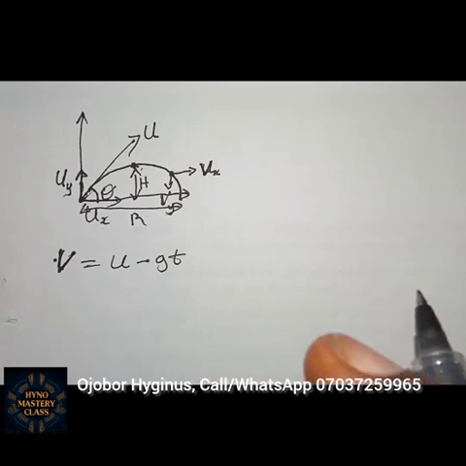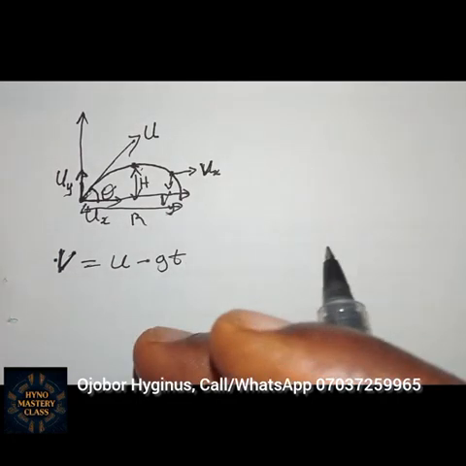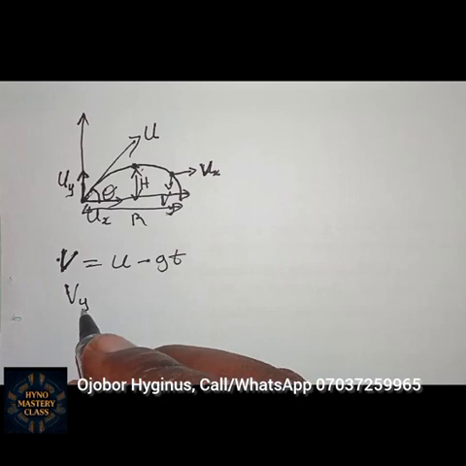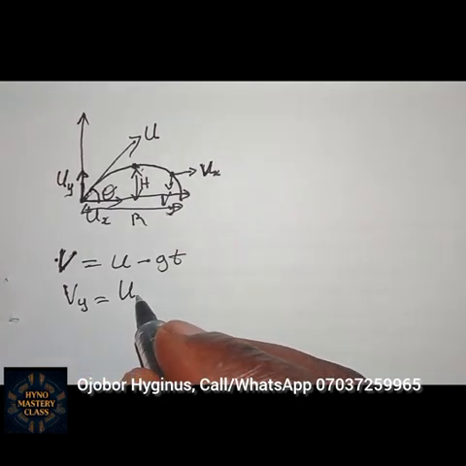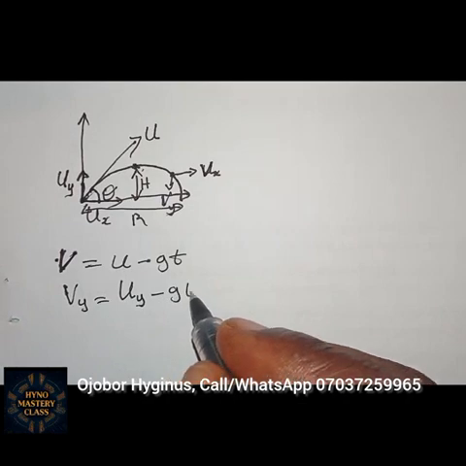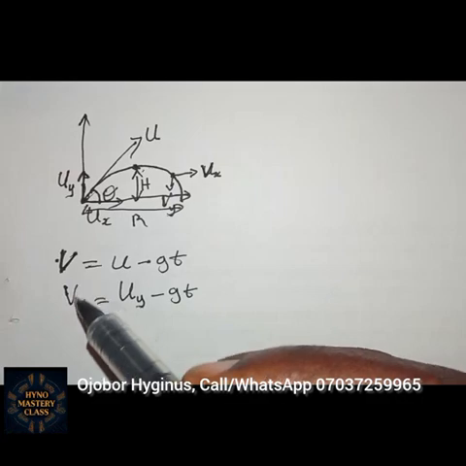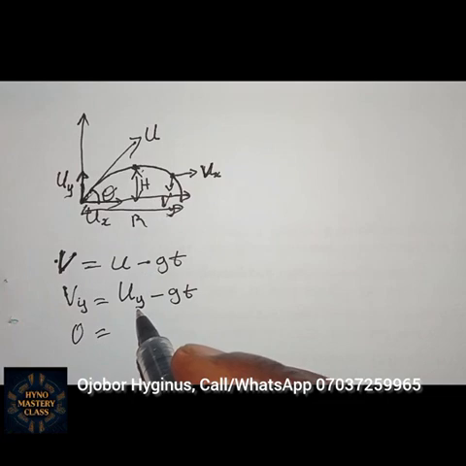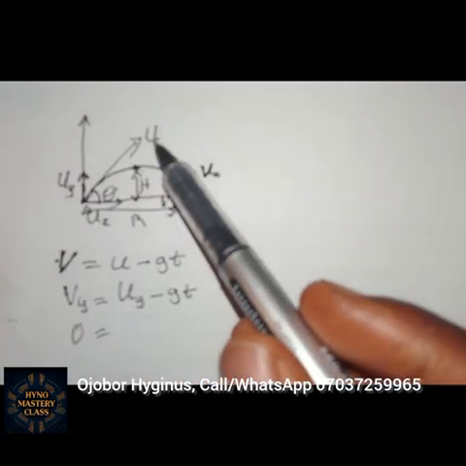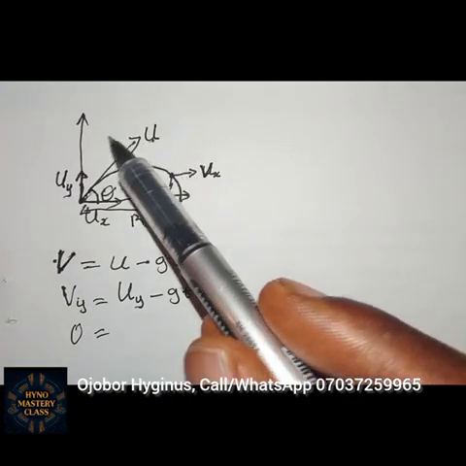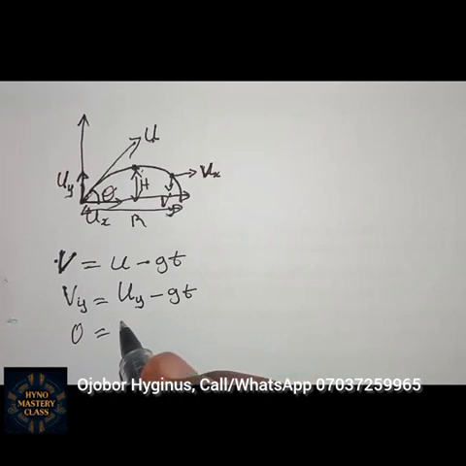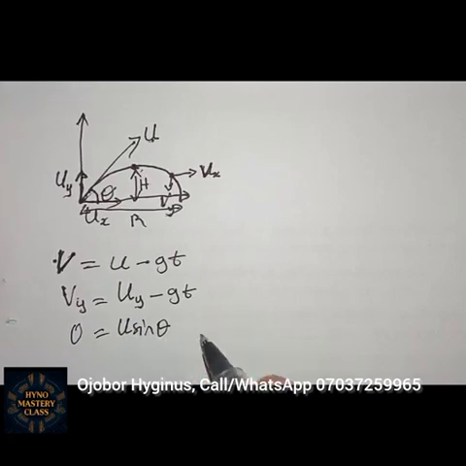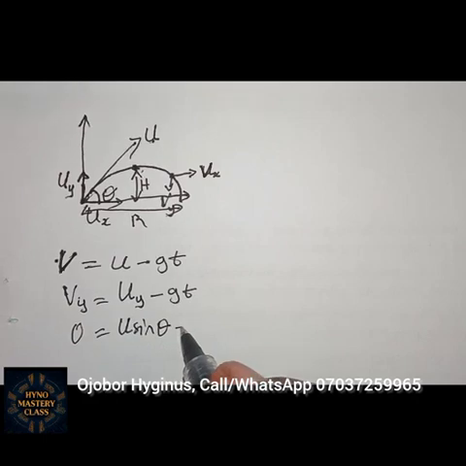But you know that this is a vertical motion, so this V is going to be the vertical component of the velocity, and this U is going to be the vertical component of the initial velocity, and then minus GT. At maximum height, the final velocity is 0, so we'll have 0. Then uy is the vertical component of the initial velocity, but what we have is U, not uy. If we resolve this U to the vertical using vector resolution, we are going to have U sine theta. That becomes the vertical component of the initial velocity. So this U sine theta is the same as that uy minus GT.